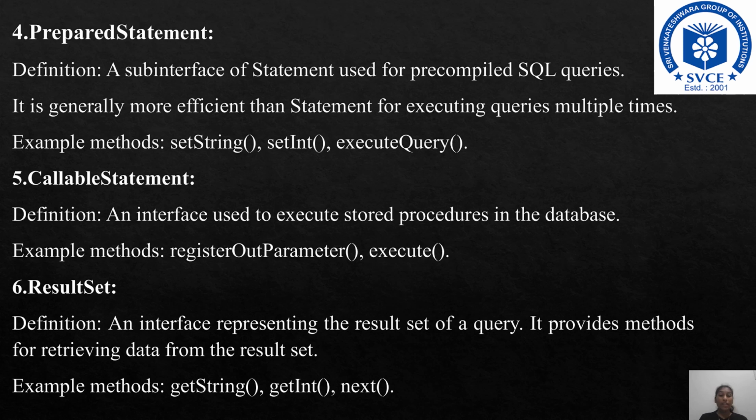Fifth one, CallableStatement. Definition. An interface used to execute stored procedures in the database. Example methods: registerOutParameter, execute. Next, ResultSet. An interface representing the result set of a query. It provides methods for retrieving data from the result set. Example methods of this are getString, getInt, next.